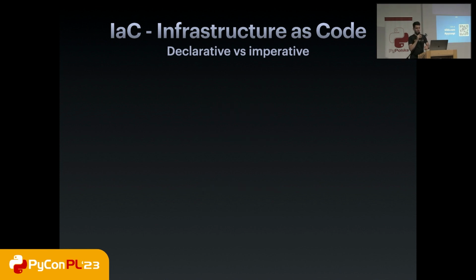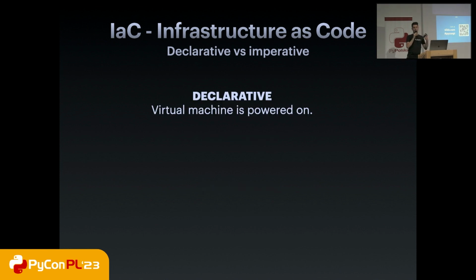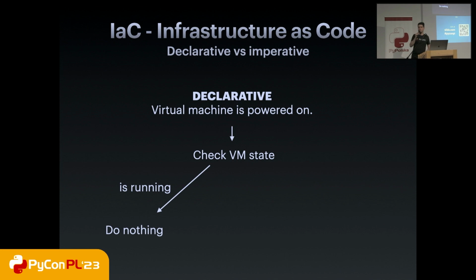Every declarative description like "virtual machine is powered on" can be translated automatically into a set of commands. In order to do so, you have to actually check the current VM state. And if the given VM is already running, you can just do nothing, and that's okay.